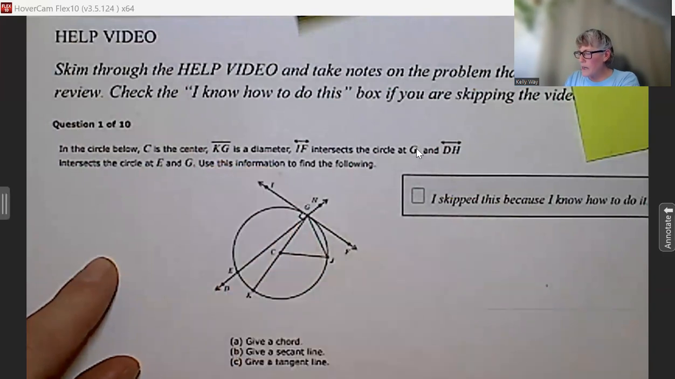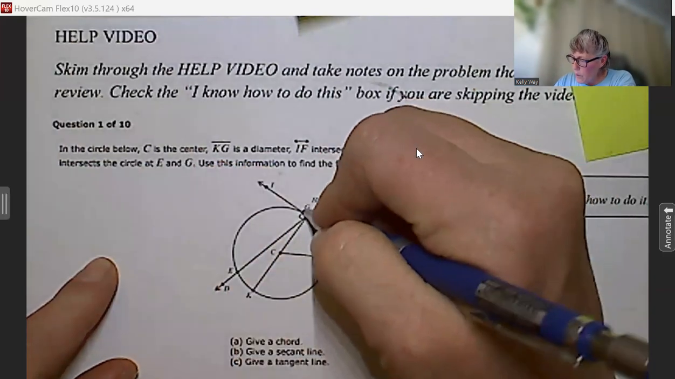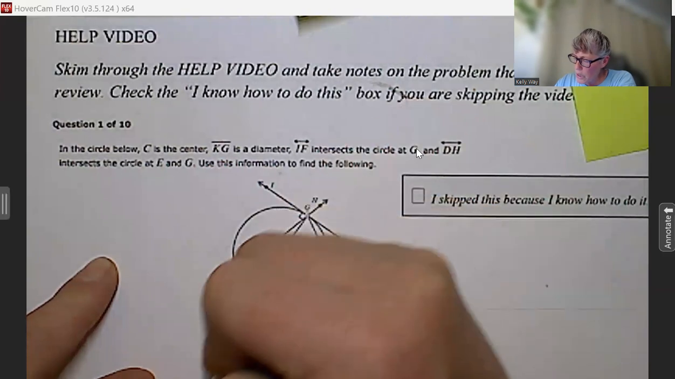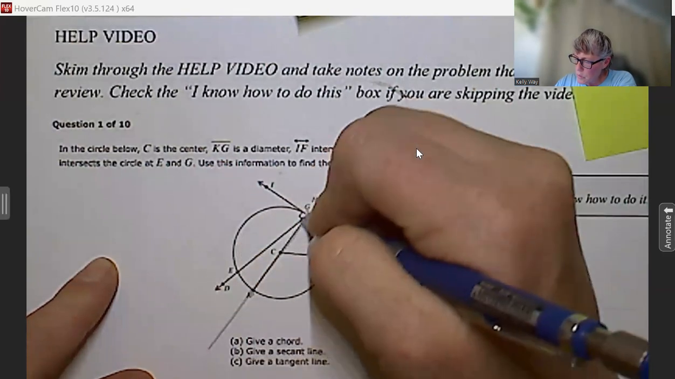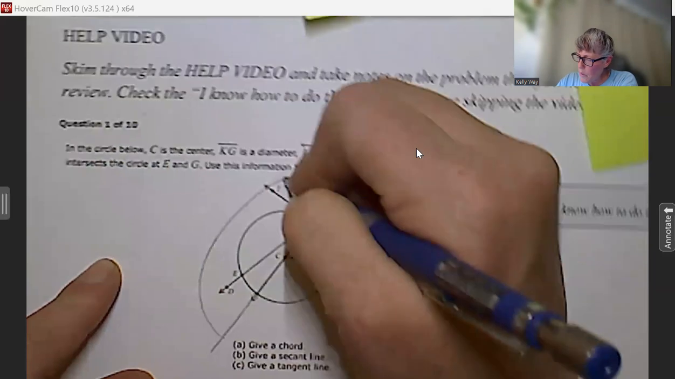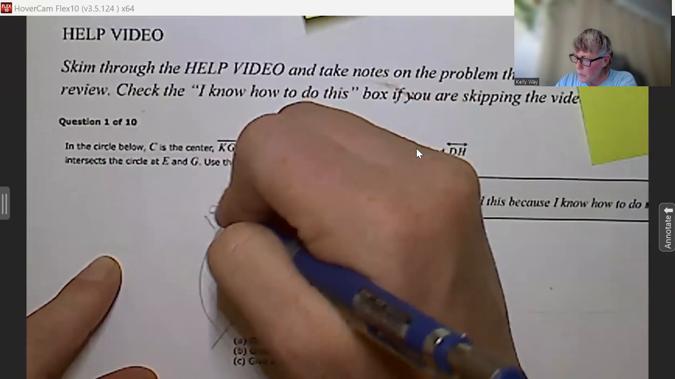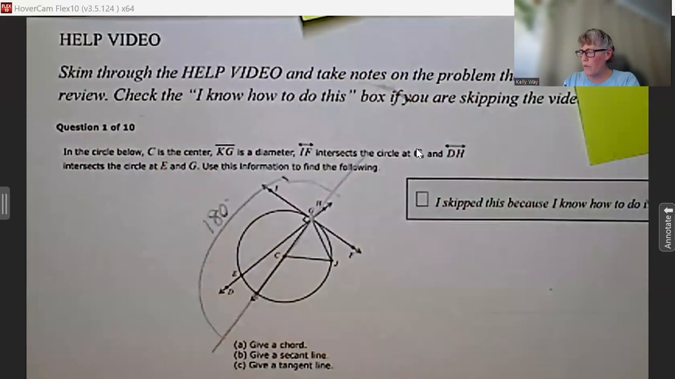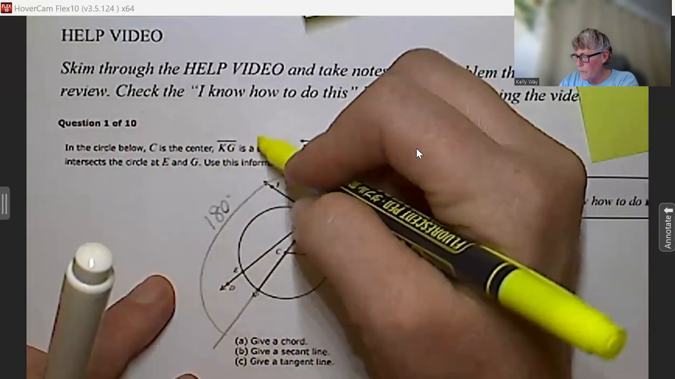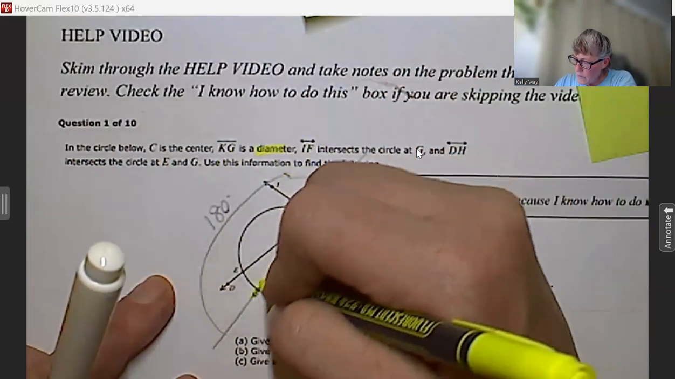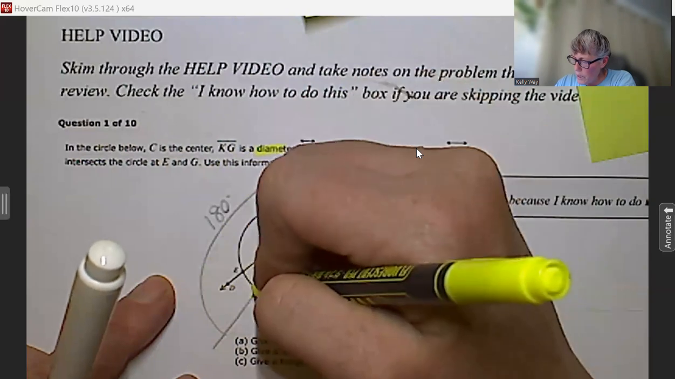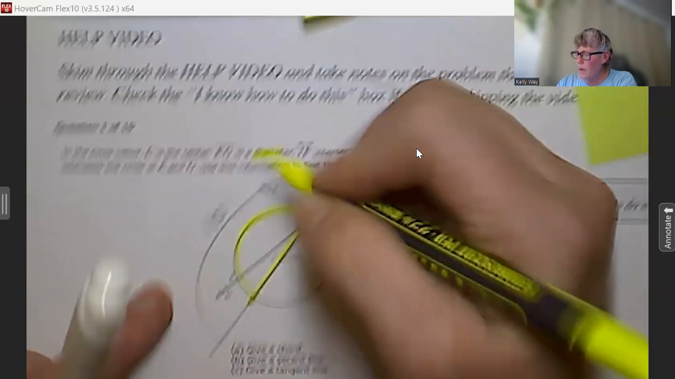AG is a diameter. So right off the bat, when you're given a diameter, trace, sweep, 180. Right off the fact that you have a diameter, you automatically have 180 going both directions. Just kind of keep that in mind.